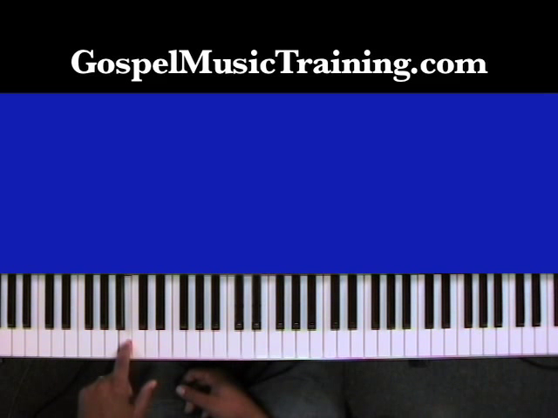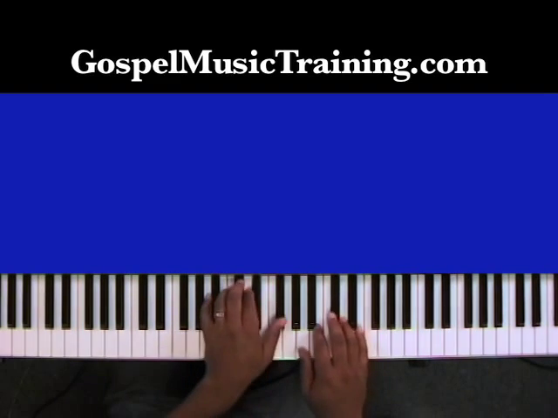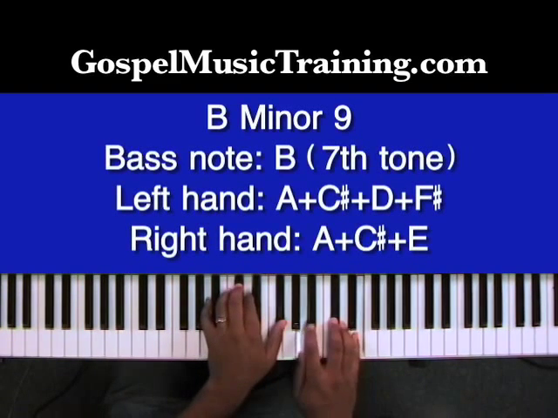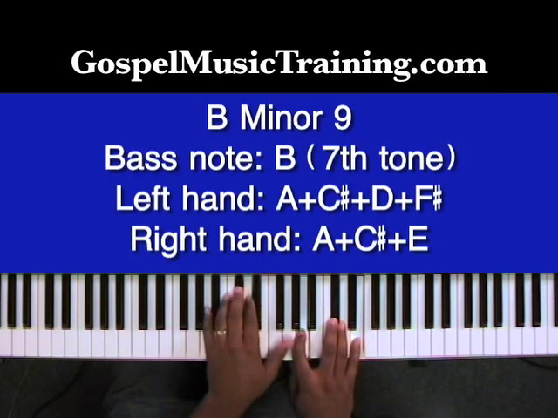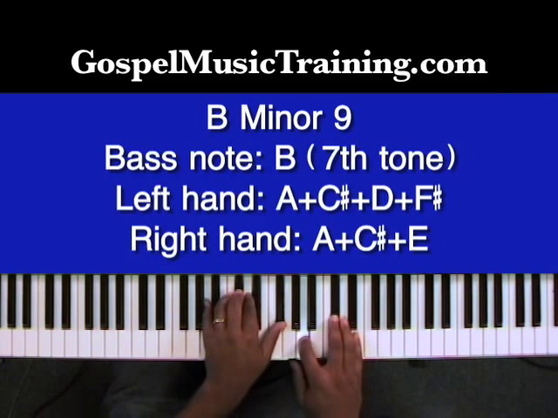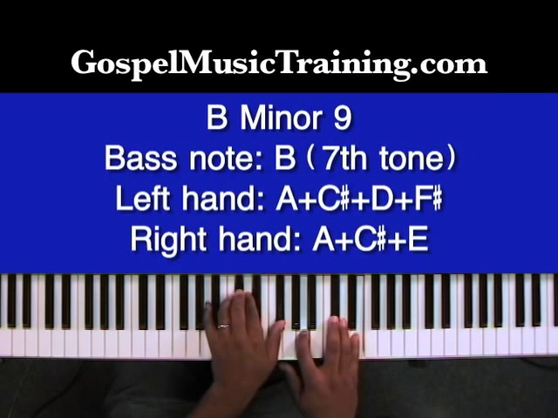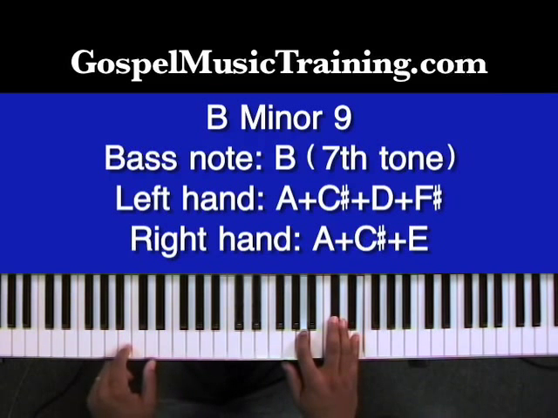So what we're going to do, we're going to play a B minor chord, all right? And we're going to play this voicing of it. We have A, C sharp, D, and F sharp in my left hand. And in my right hand, I have A, C sharp, and E. Okay? And this is a B minor 9.